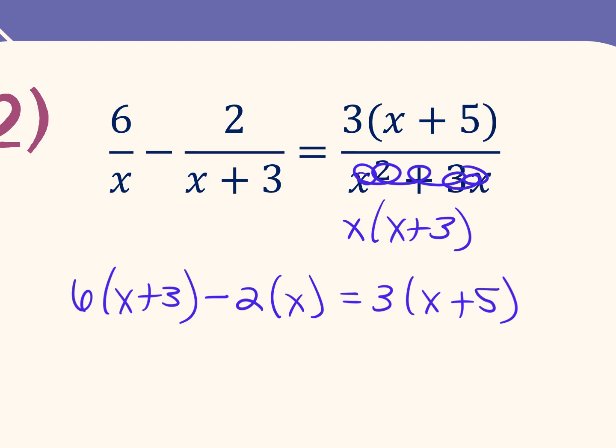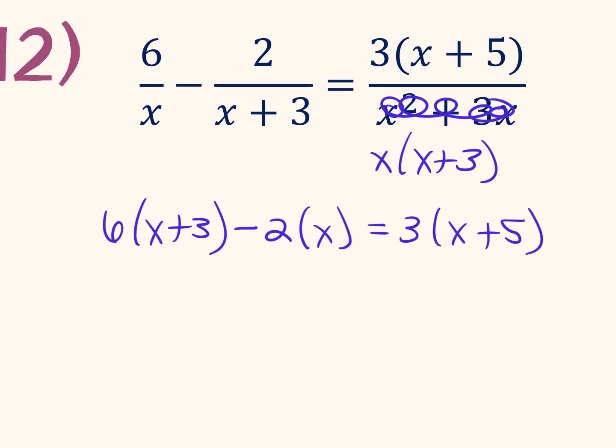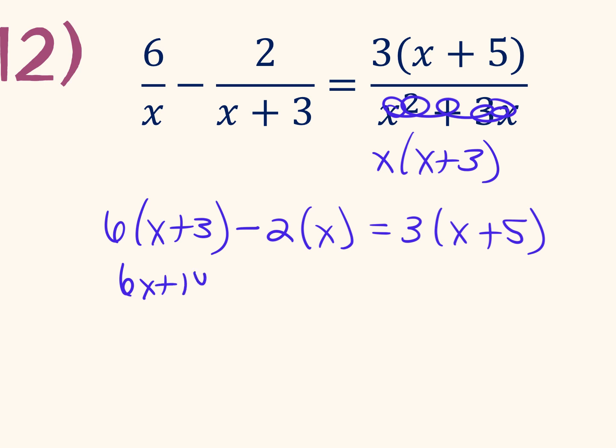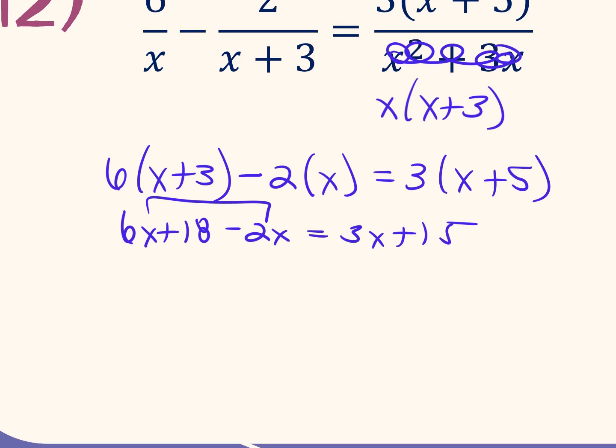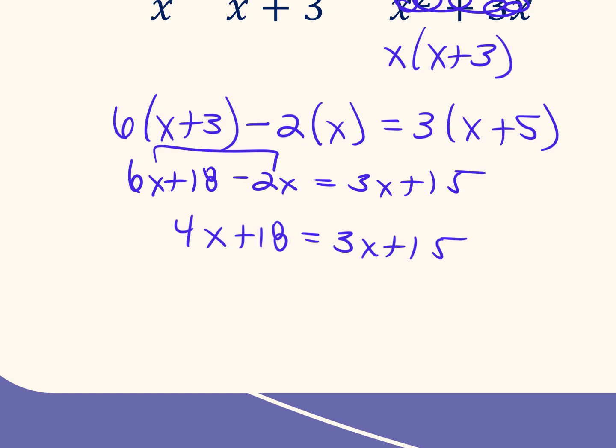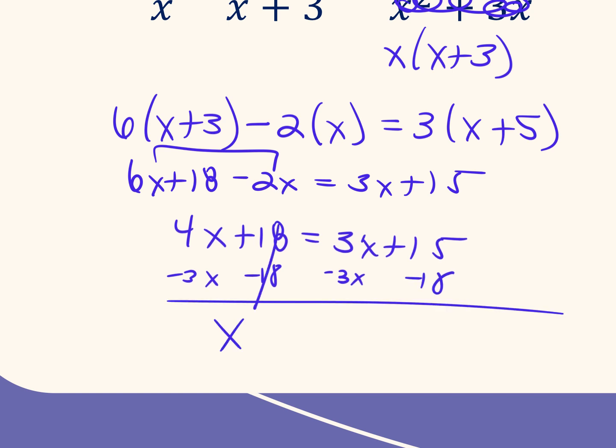If you wanted to distribute already, you could. Just writing it all out. So now we distribute 6x plus 18 minus 2x equals 3x plus 15. You guys with me? 6x minus 2x, okay, plus 18 equals 3x plus 15. X is to the left, numbers to the right. So minus 3x from both sides, minus 18. So x equals negative 3.